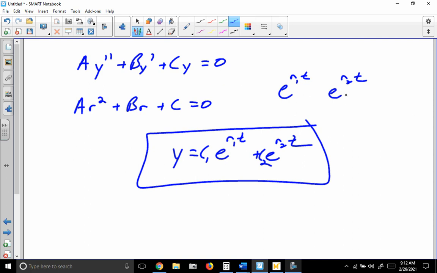And when I say linearly independent, essentially one does not need to be just a constant multiple of the other one. So what would be an example of something that is linearly dependent? If our first solution is 2e to the 5t, and our second solution is e to the 5t, those are linearly dependent because this one is just a multiple of the other one. So if we get the same r twice, then those are not independent, they are dependent. And we're going to find out how that affects our solution later on.